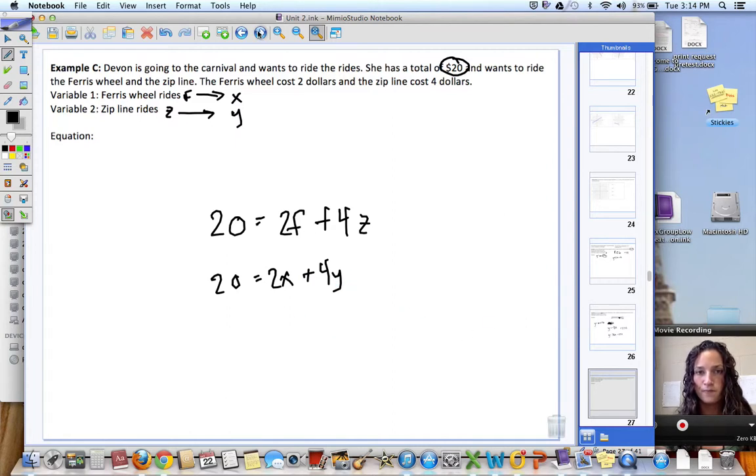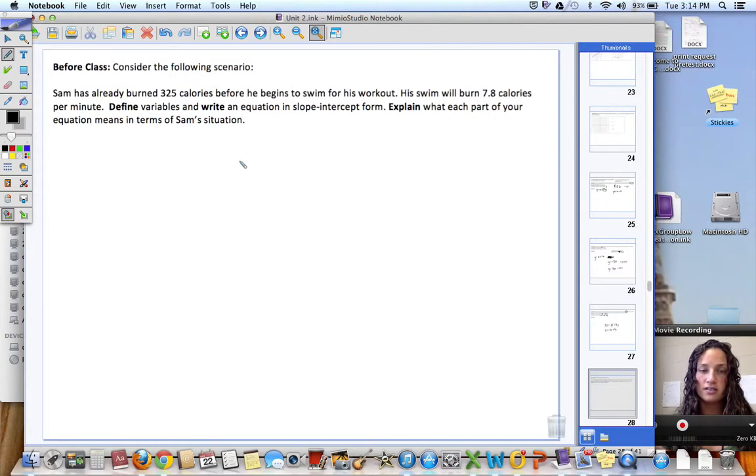All right. So before class, consider this scenario. Sam has already burned 325 calories before he begins to swim for his workout. His swim will burn 7.8 calories per minute. Define the variables, write an equation in slope-intercept form. Explain what each part of your equation means in terms of Sam's situation.